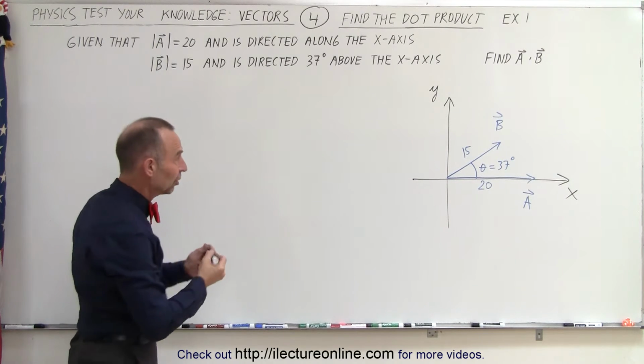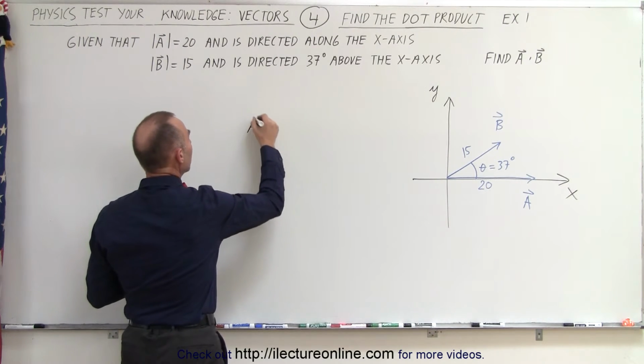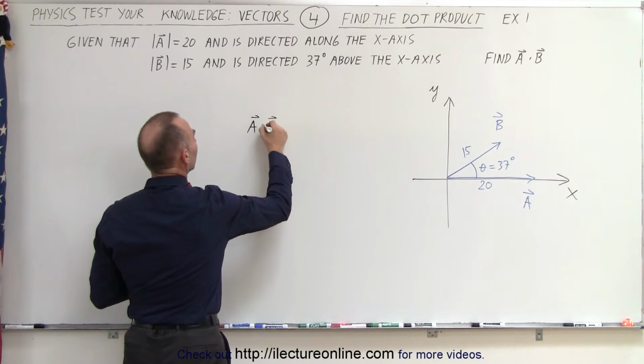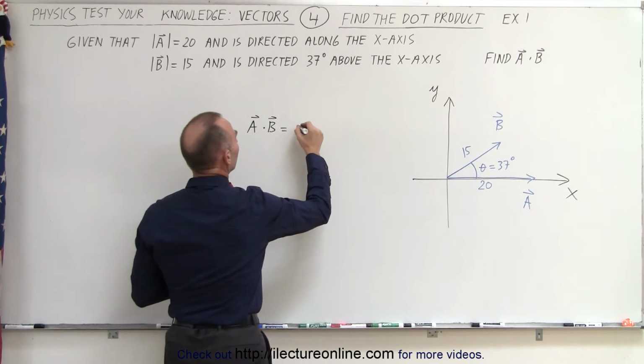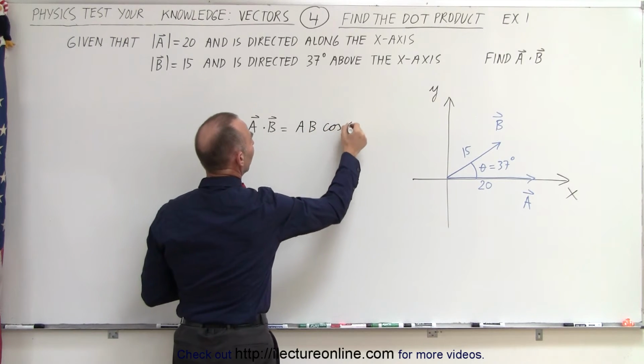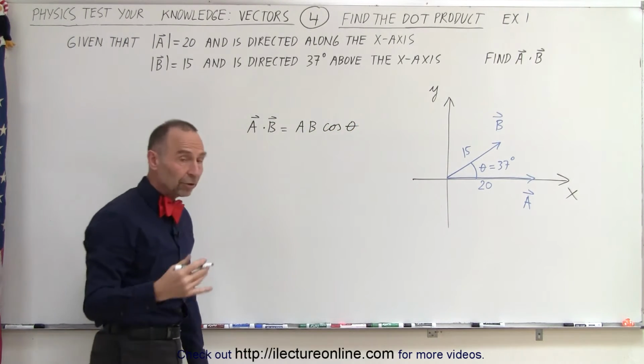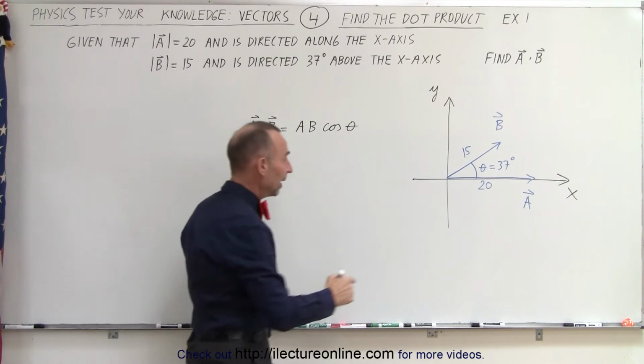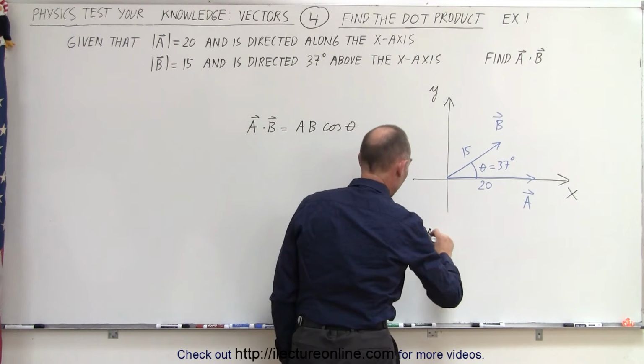Well, by definition, the dot product is A dot B, which is equal to the magnitude of A times the magnitude of B times the cosine of the angle between them. Now we have another equation for the dot product of A and B. We could also write it as follows.